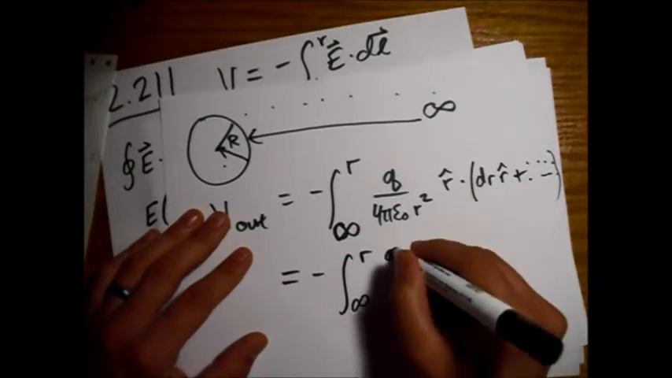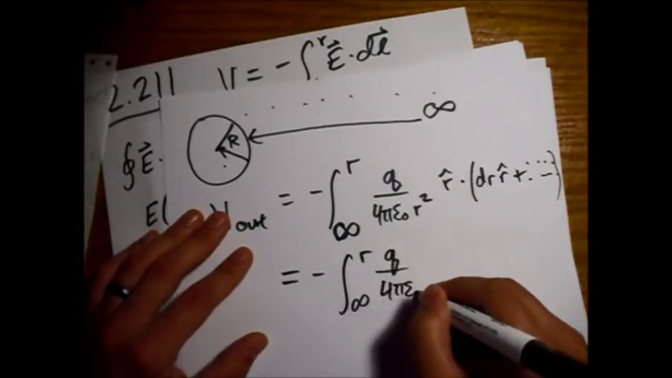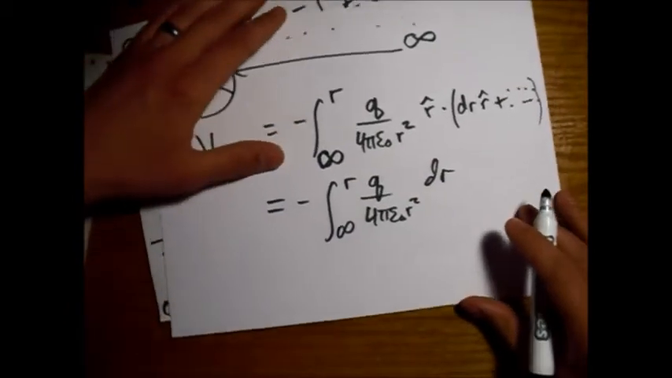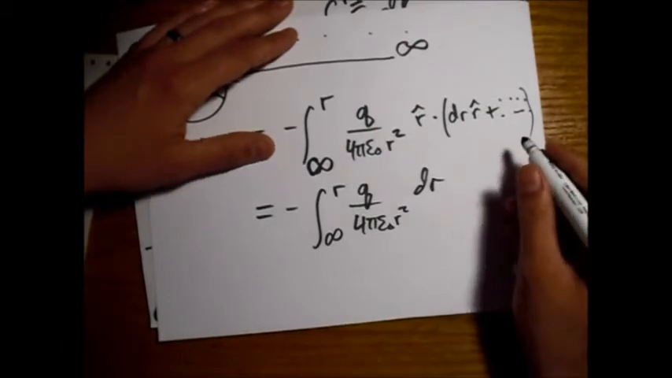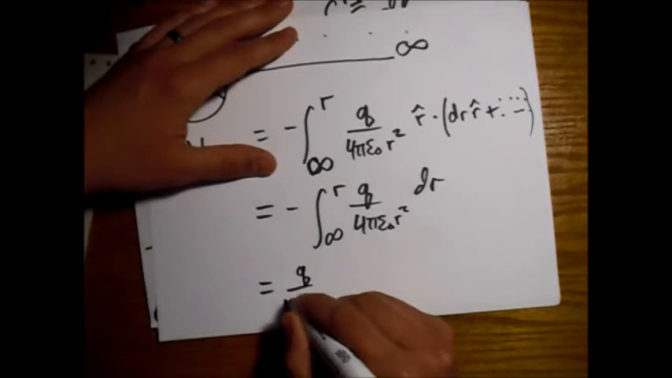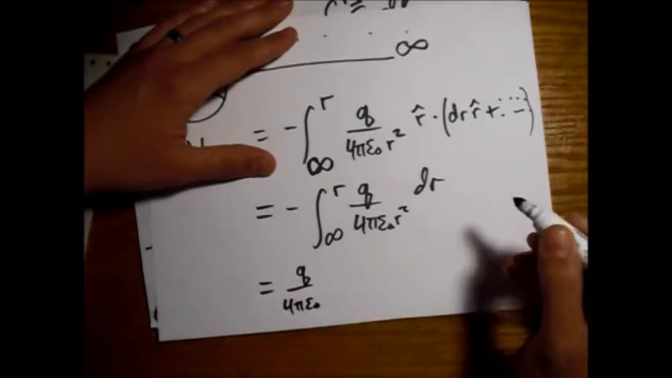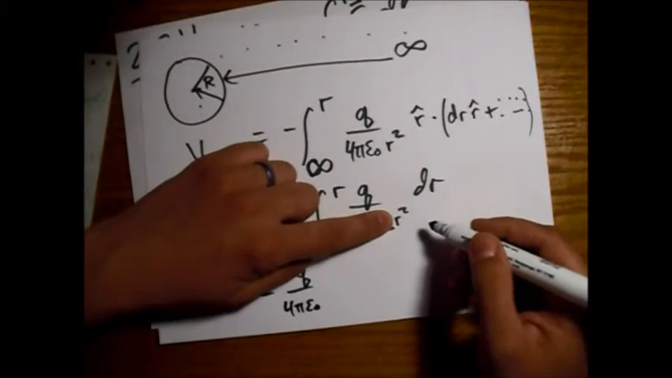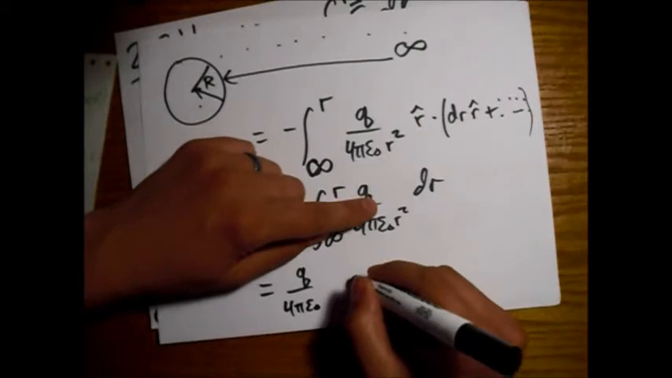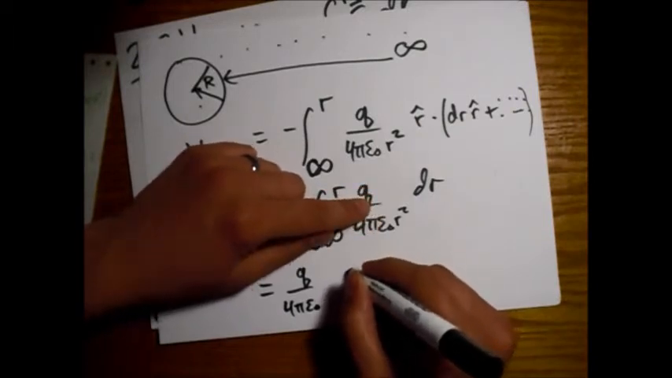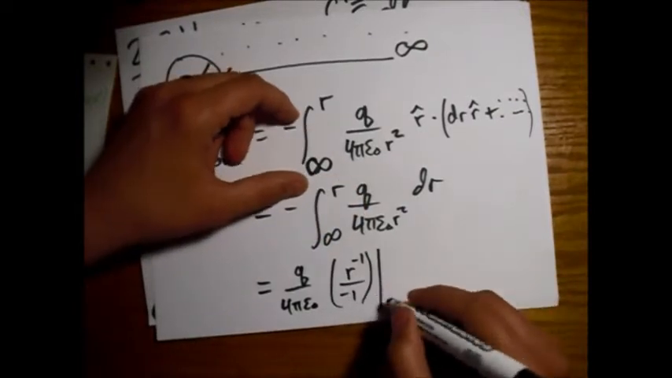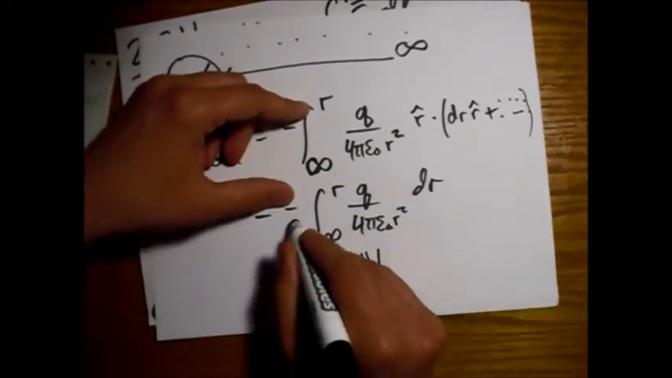So radial symmetry's our friend. All right, so Q over 4 pi epsilon naught R squared dr is our integral to do. Go ahead and bring out the constants, Q over 4 pi epsilon naught. And now when we integrate, we're just doing R to the minus 2 power. So we raise it by 1, so it's R to the minus 1, and divide by a minus 1. And we also have this minus sign out here.